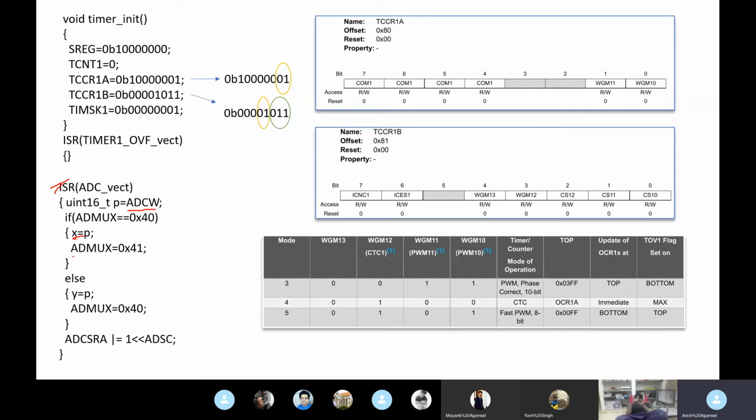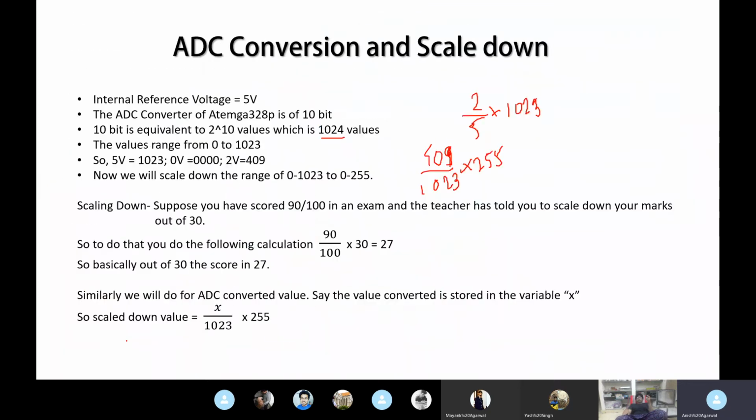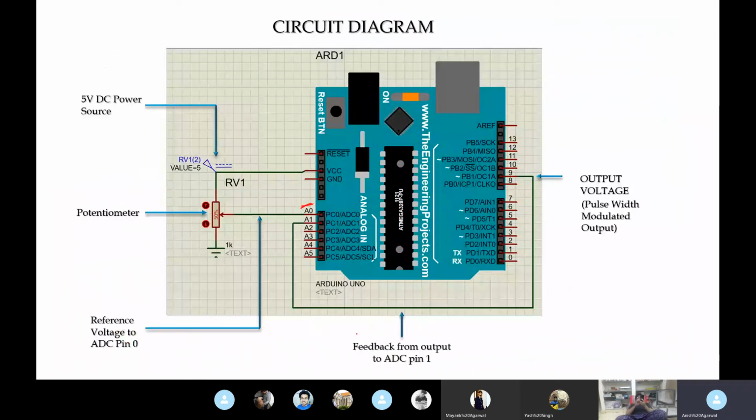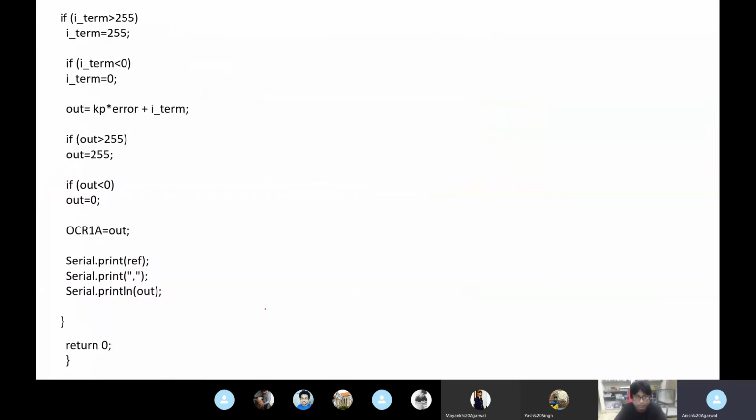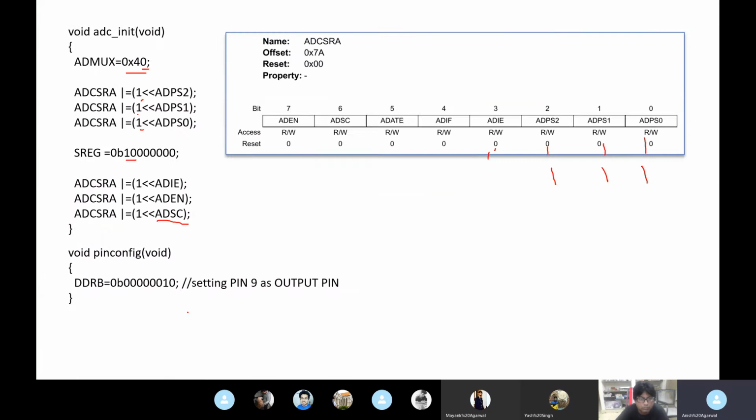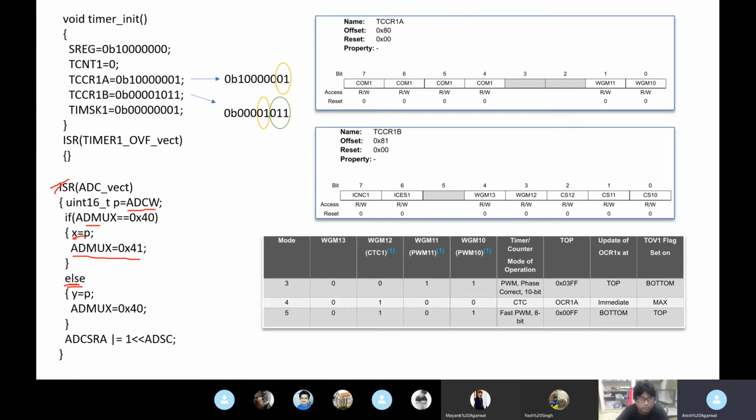Similarly, inside the if loop we are setting ADMUX equals 0x41, so that next time when the interrupt service routine gets invoked, instead of getting in this loop, it gets inside the else loop. It will store the value of analog pin 1, which is the feedback value. This feedback value will get stored in the variable Y.